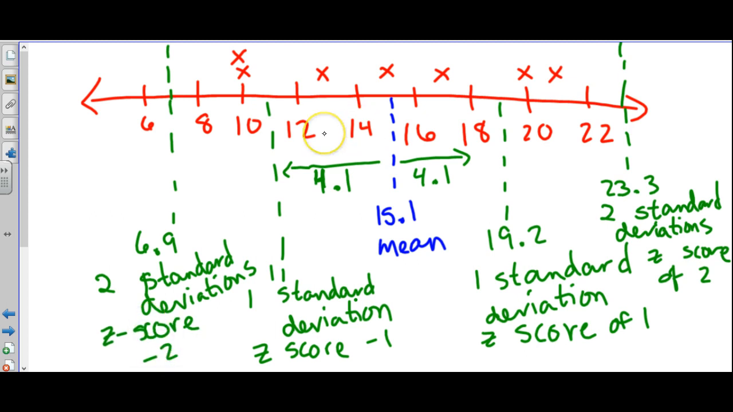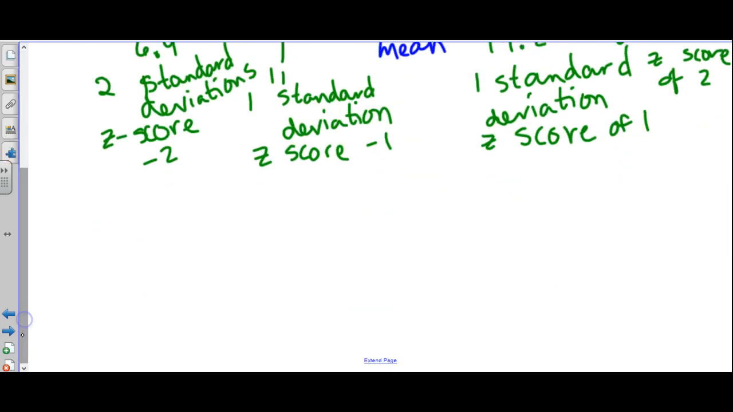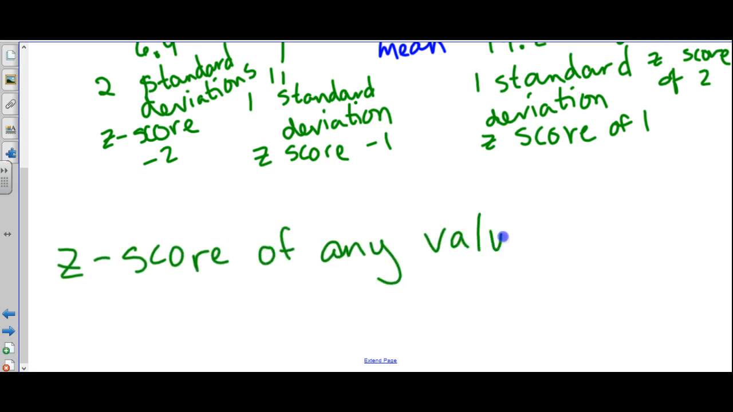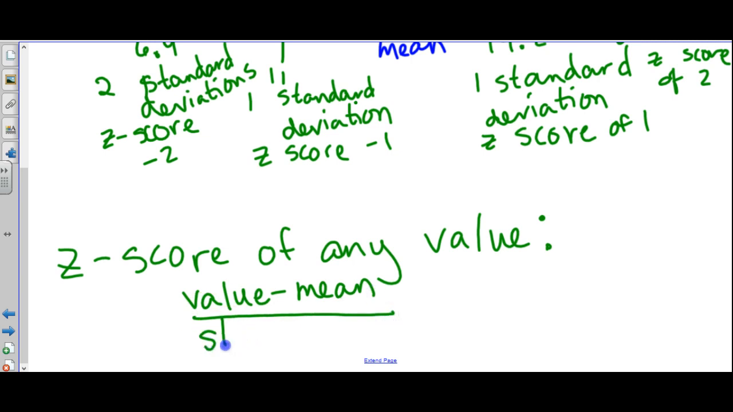Now the numbers in between don't necessarily have an exact z-score. They're not 1 away or 2 away or -1 or -2 away. So we need a formula to find, like say that 13. We want to know 13's z-score. The formula for the z-score of any value is the value minus the mean divided by the standard deviation.